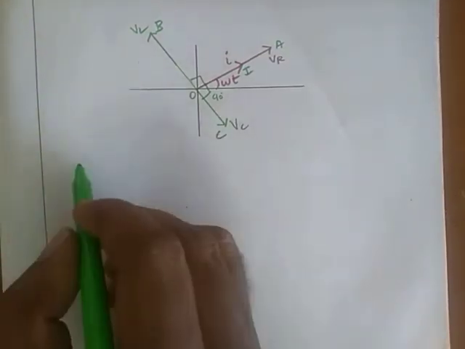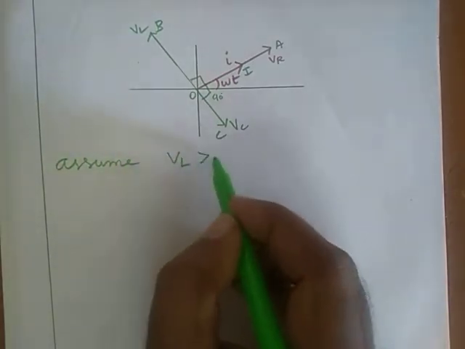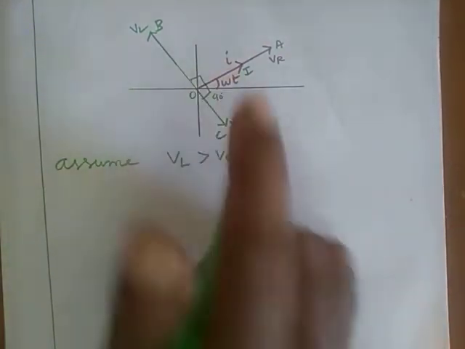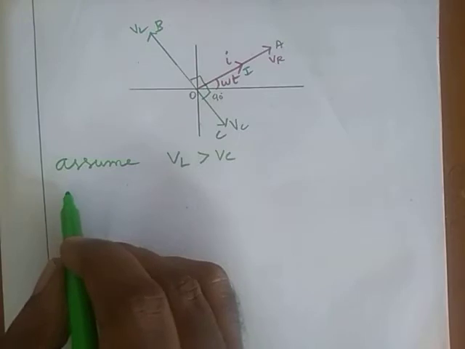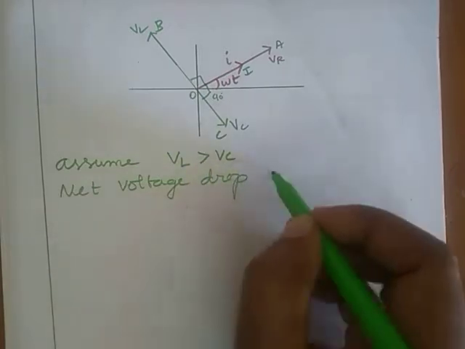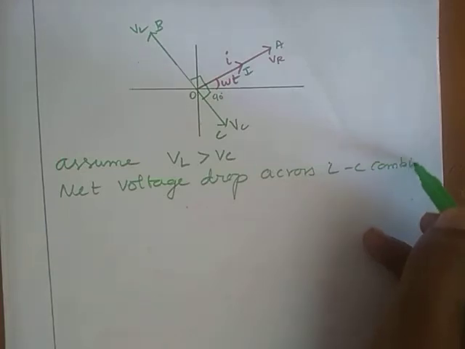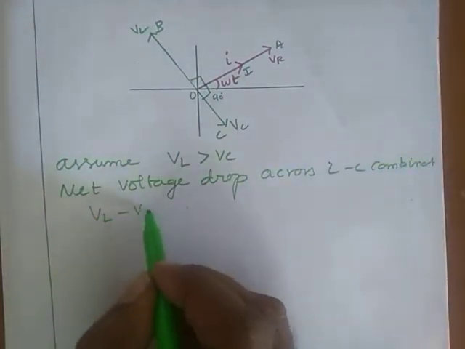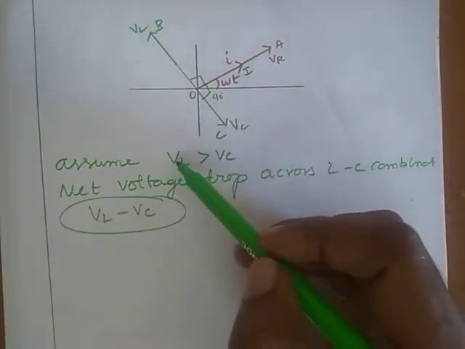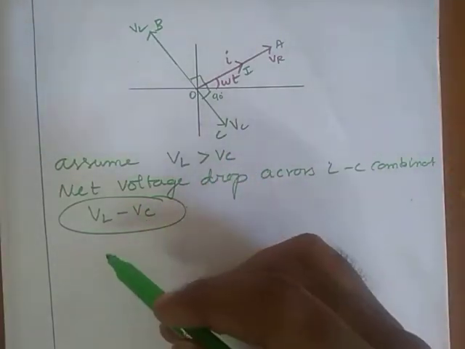So for that, I assume VL is greater than VC. For this case, the net voltage drop across the LC combination will be VL minus VC. If it is a capacitive circuit, we can consider VC greater than VL. For that case, the net voltage drop across the LC combination is VC minus VL.